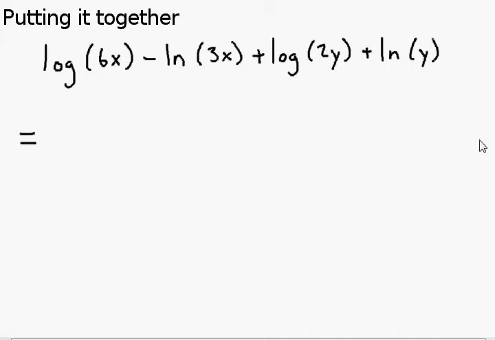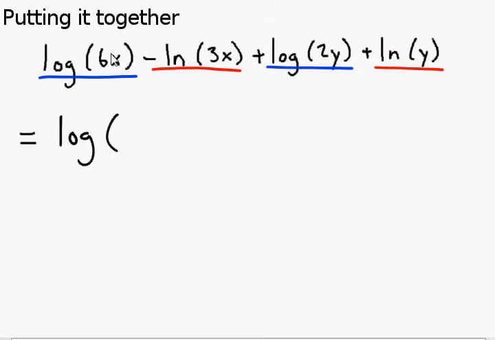Let's put this all together and look at a nice big example here. When we're combining, what we want to look for is things with common bases. My common logs, these are both base 10. The natural logs, these are both base e, and that's how I'm going to combine these things. We'll handle the common logs first. This is the log of 6x plus the log of 2y. Well, when we combine them, it's also going to be a common log, and it's going to be of 6x times 2y.